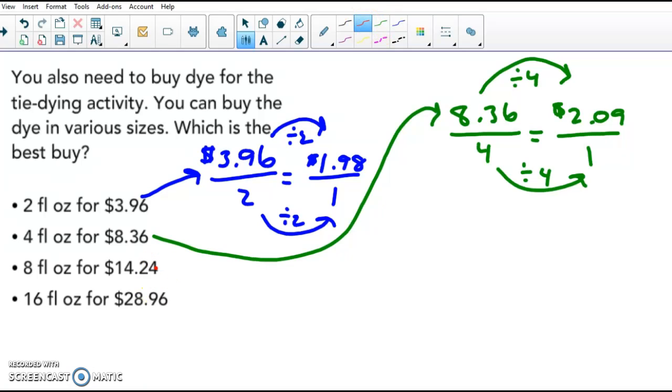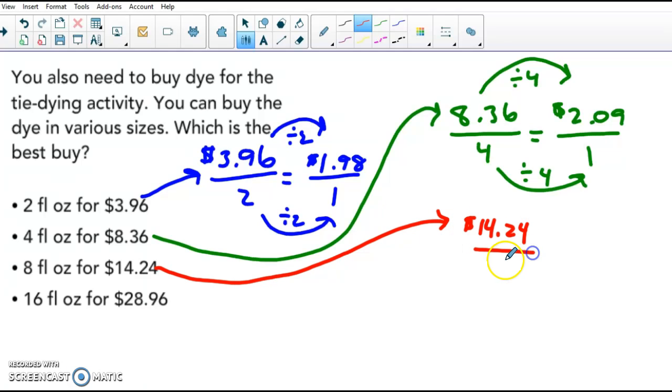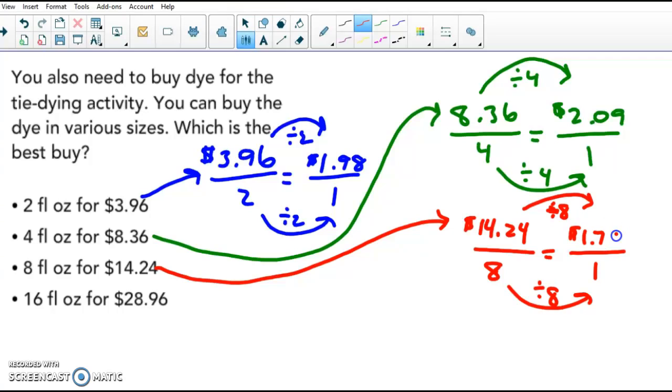So let's check out our third rate here. At $14.24, we can get 8 ounces. So let's see how much that is per 1 ounce. I divide by 8 on the top and bottom, because again, dividing by 1 does not change the value. It's just going to give us an equivalent ratio. I find that this dye costs $1.78 per ounce. So that's looking like our best buy so far.